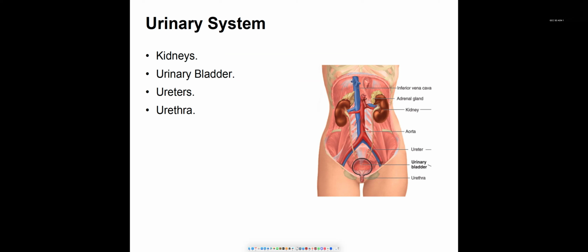You have one urinary bladder located in the lower pelvis. It's a hollow muscular organ. Primary function: holds urine temporarily before excretion. Urethra. This is a tube that extends from the bladder to the outside of the body. Primary function is to transport urine out of the body during excretion.